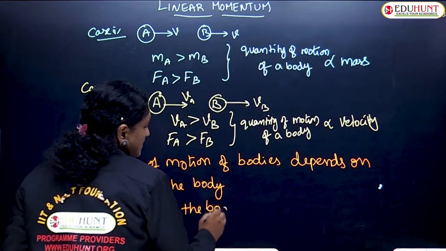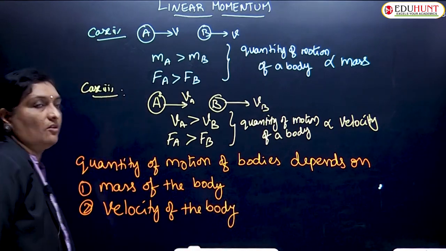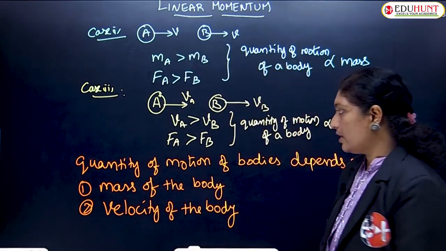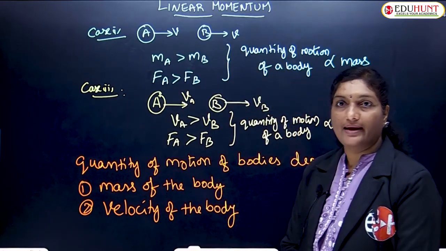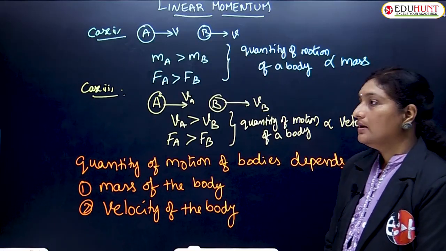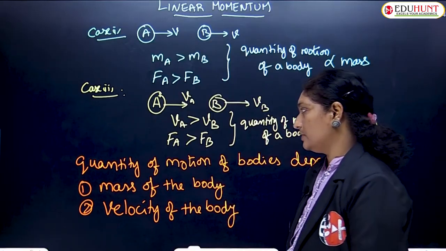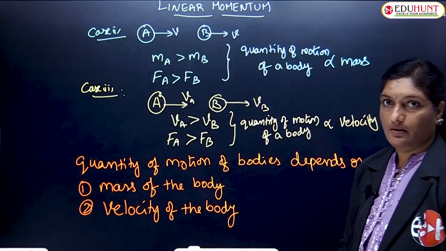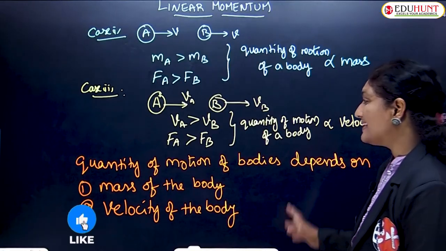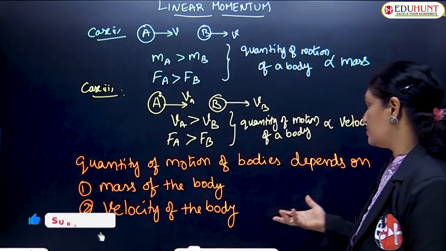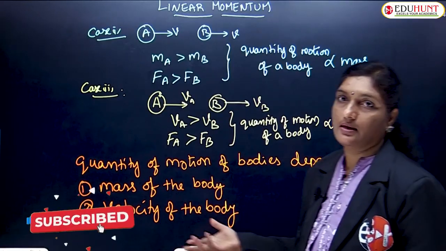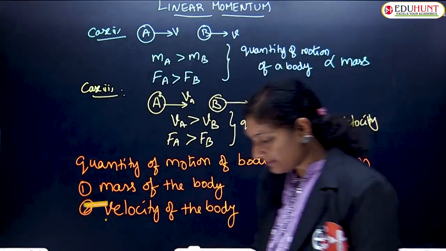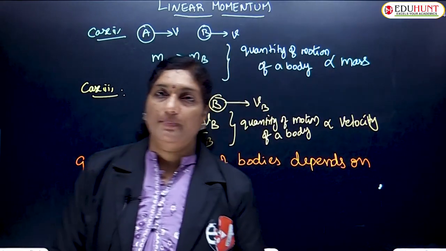Velocity of the body. So these two factors the quantity of motion depends on. Okay. So in order to stop the motion we need to apply force. Okay, children. So from this we can conclude that the quantity of motion possessed by the body is nothing but your momentum.